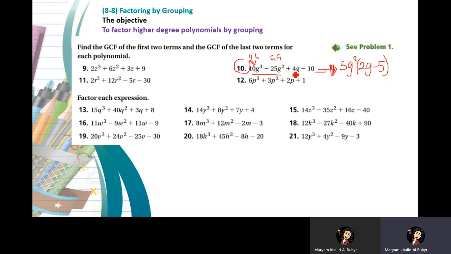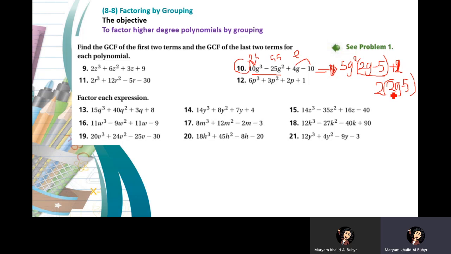And then on the other side, I have to take something outside. What is the common factor between them here? The common factor between them is 2. So just take 2 out. What is the remaining? 2g minus 5. Great, that's what I need. I will write my 2 here.